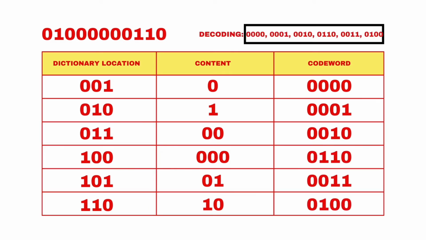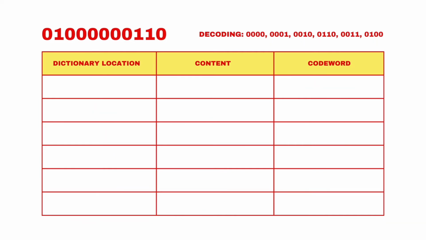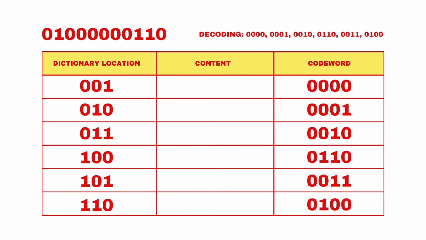In the decoding process, we align all the gathered code words in ascending order starting from 0000 up to 0100. Construct the same table as before. This time, start at the code word column where we put the constructed code words from the encoding stage to this column in ascending order.